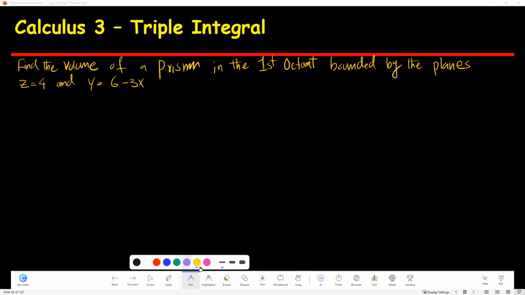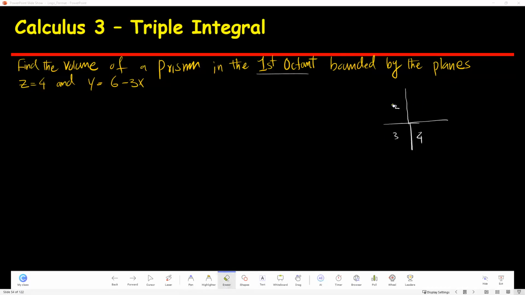I'm going to draw the diagram for this. Find the volume of the prism in the first octant. Remember I told you there's a quadrant and an octant, right? First quadrant means 2D, octant means 3D. A quadrant is drawn like this: first, second, third, fourth. But if I want to do 3D, I can make it 3D.